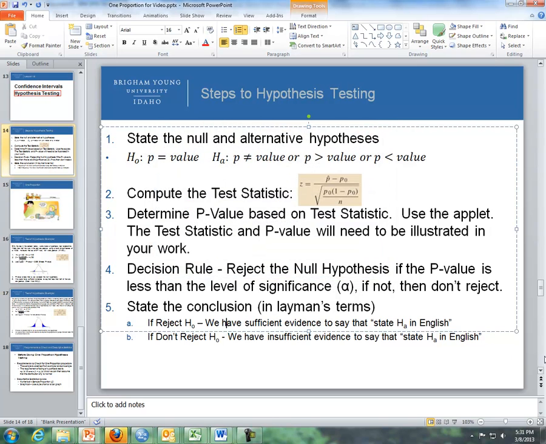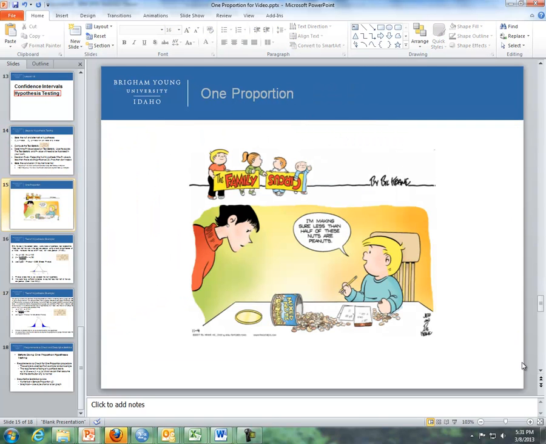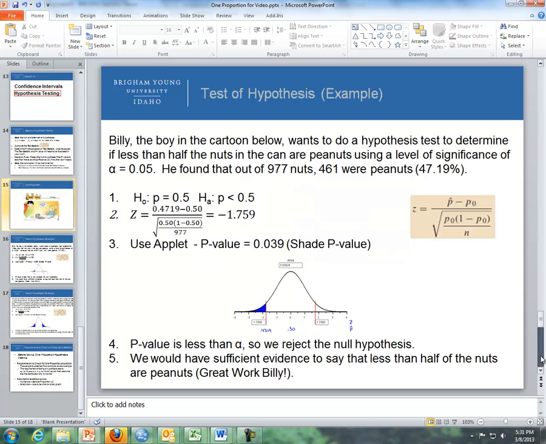Okay, so now I'd like to go through an example. Here's Billy with his mom, and he's telling his mom he's making sure that half of these nuts are peanuts. He was pretty bored or was getting in trouble, so his mom told him to do something, so he counted peanuts. But he did even more than that, because he is a super crackerjack statistician. He wanted to do a hypothesis test, if you look at the first line here, to determine if less than half the nuts in the can are peanuts, using a level of significance of alpha equal to 0.05.